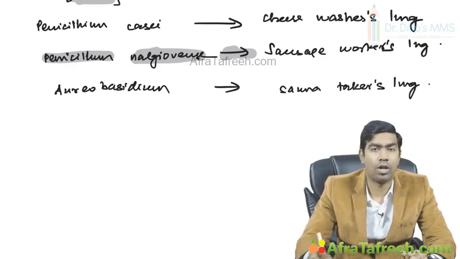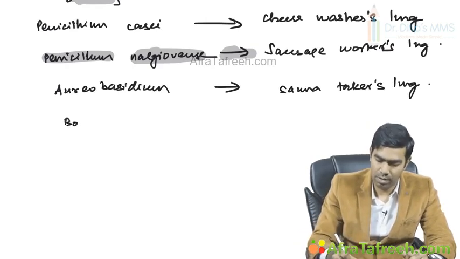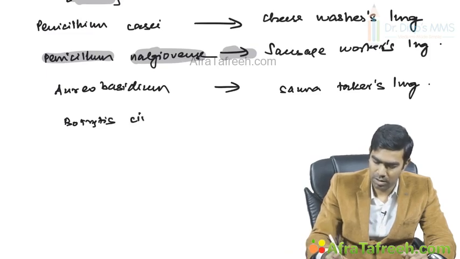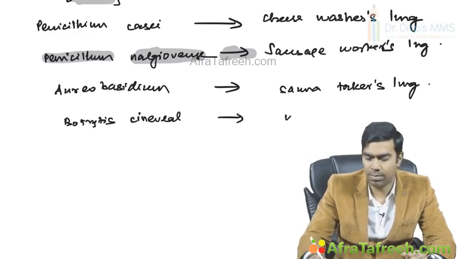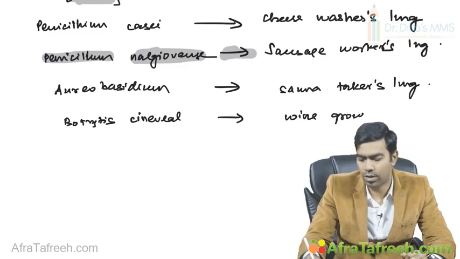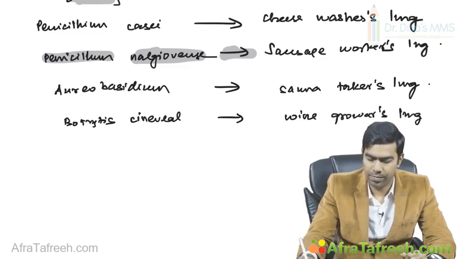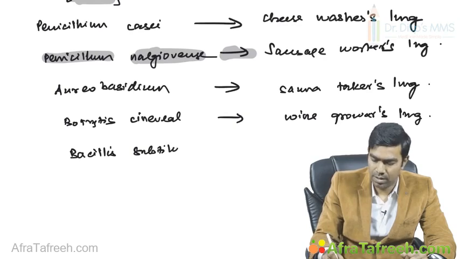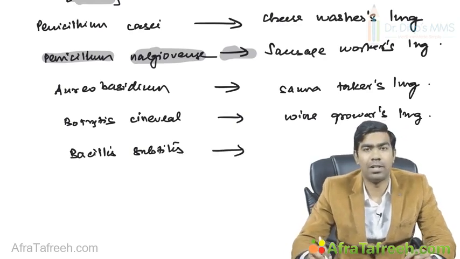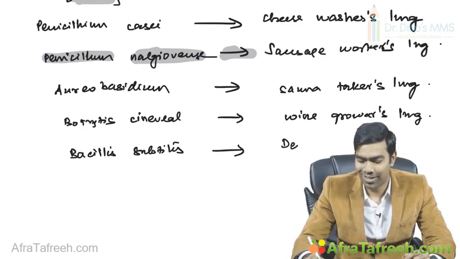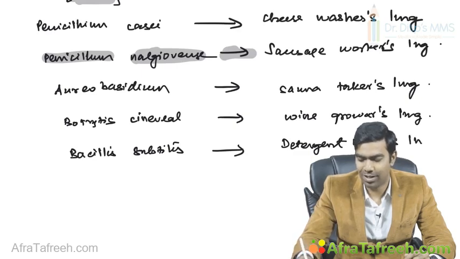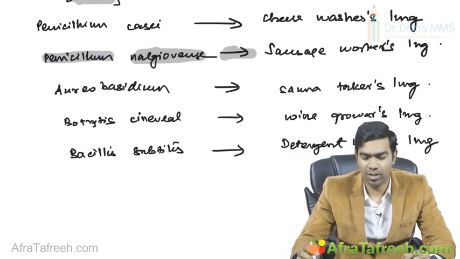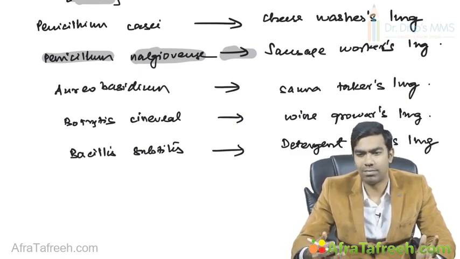Sauna taker's lung. And then you have Botrytis cinerea. If it's due to this microorganism, it's called wine grower's lung. Then finally, you have Bacillus subtilis. Last one, ultimately it is an exhausting list. It's called detergent worker's lung. Detergent worker's lung. Clear? It's actually quite easy to remember if you read it three to four times.